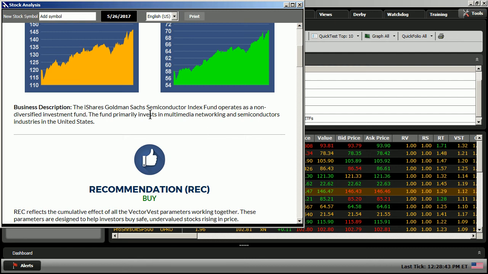The iShares Goldman Sachs Semiconductor Index Fund operates as a non-diversified investment fund. The fund primarily invests in multimedia networking and semiconductor industries in the United States. So as the semiconductor industry goes up, this goes up, correlates 1-to-1, aka non-leverage. So let's close this out.